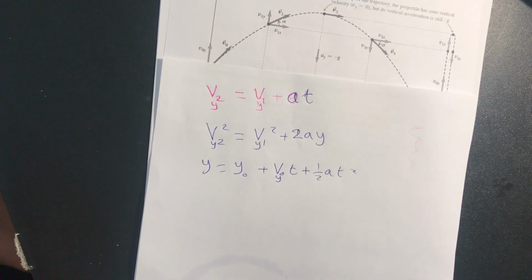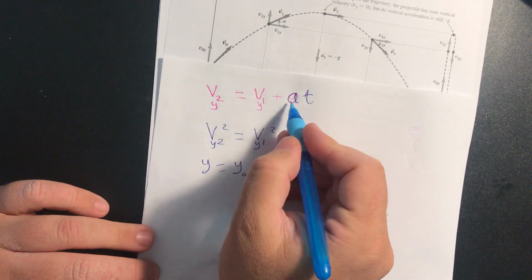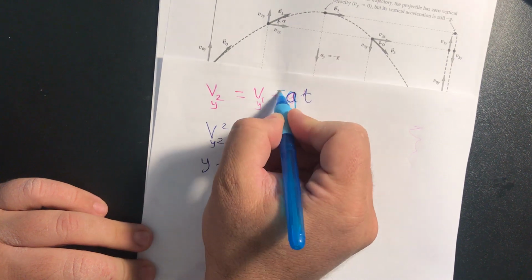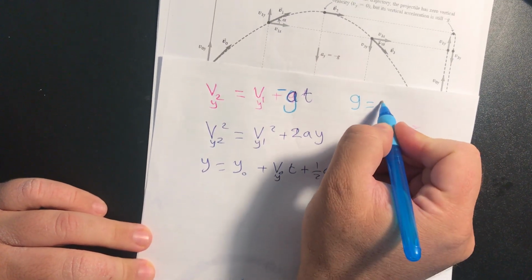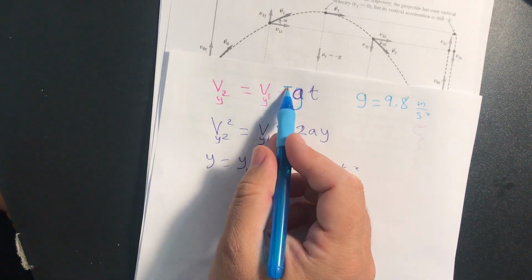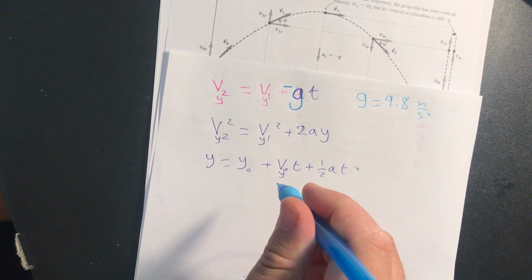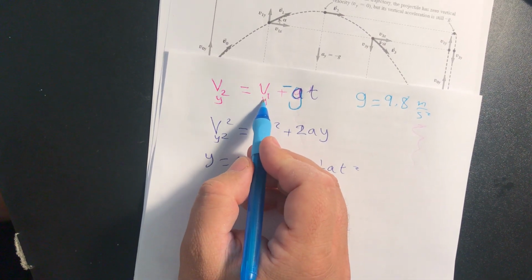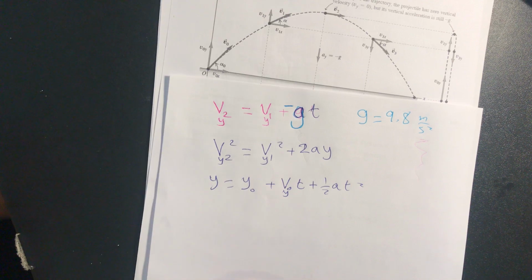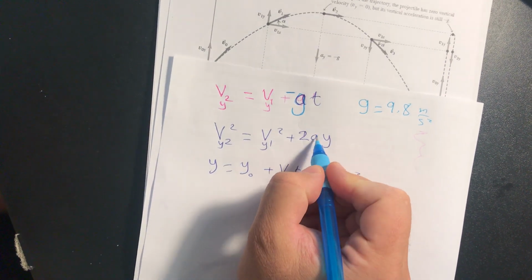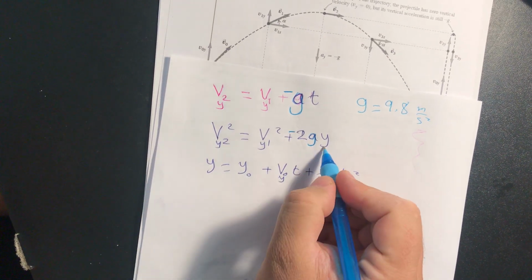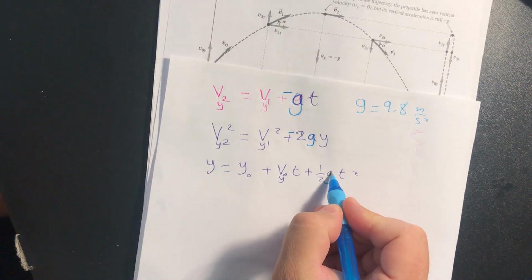Now be careful that the acceleration is g and its direction is negative, and g is equal to 9.8 meters per second squared. So the minus sign is for the downward direction. V naught y, or v1, is the initial velocity here, or at any initial point. Also here we have g with a negative sign.